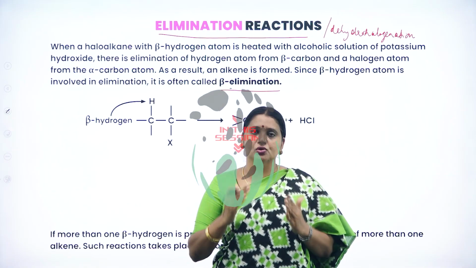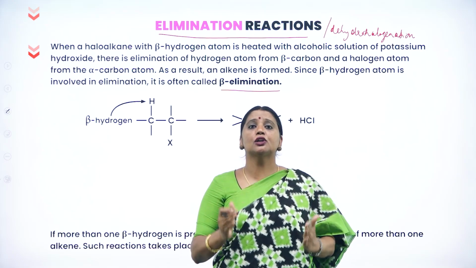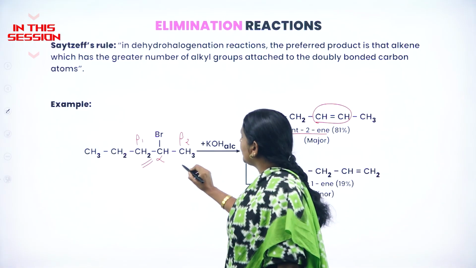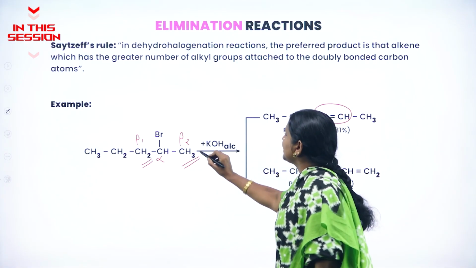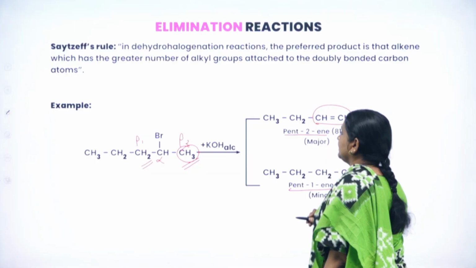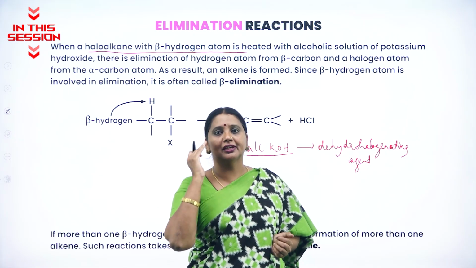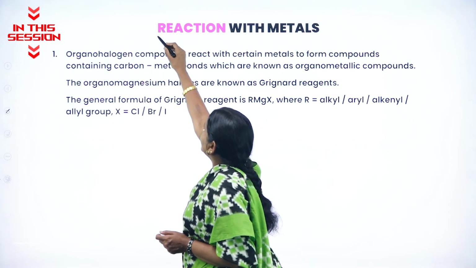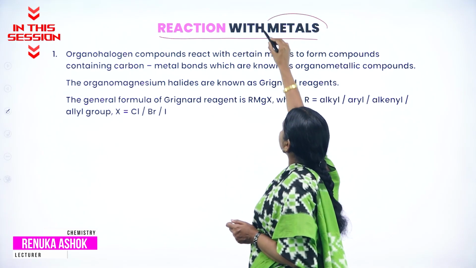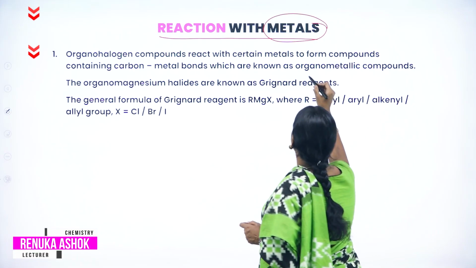Elimination reactions are also known as beta elimination, as well as what? Dehydrohalogenation. If I remove hydrogen from beta 2, CH3 becomes CH2, it will become pentene. The reagent which is used in dehydrohalogenation is alcoholic potassium hydroxide. These alkyl halides also react with what? Metals. When they react with metals, they form organometallic compounds.